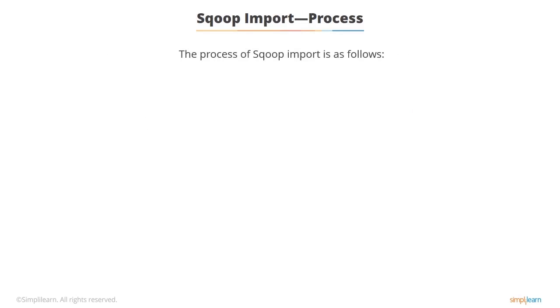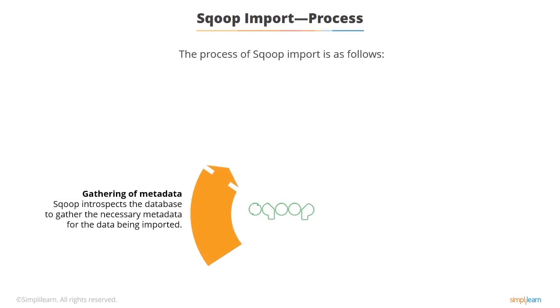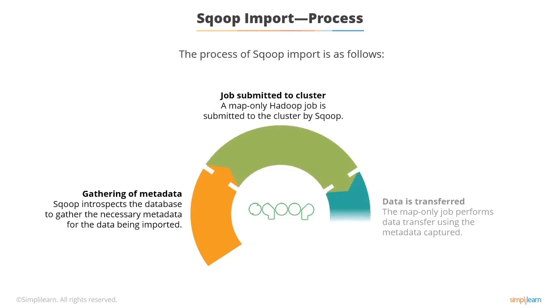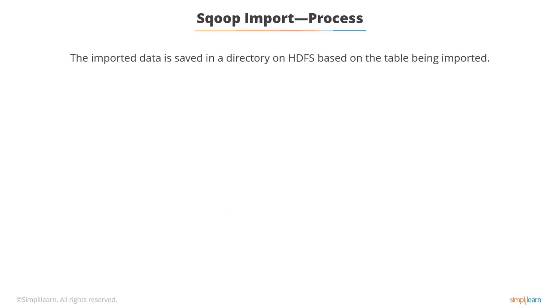The process of the Sqoop import is summarized on the screen. Sqoop introspects the database to gather the necessary metadata for the data being imported. A map-only Hadoop job is submitted to the cluster by Sqoop. The map-only job performs data transfer using the metadata captured in step 1. The imported data is saved in a directory on HDFS based on the table being imported.